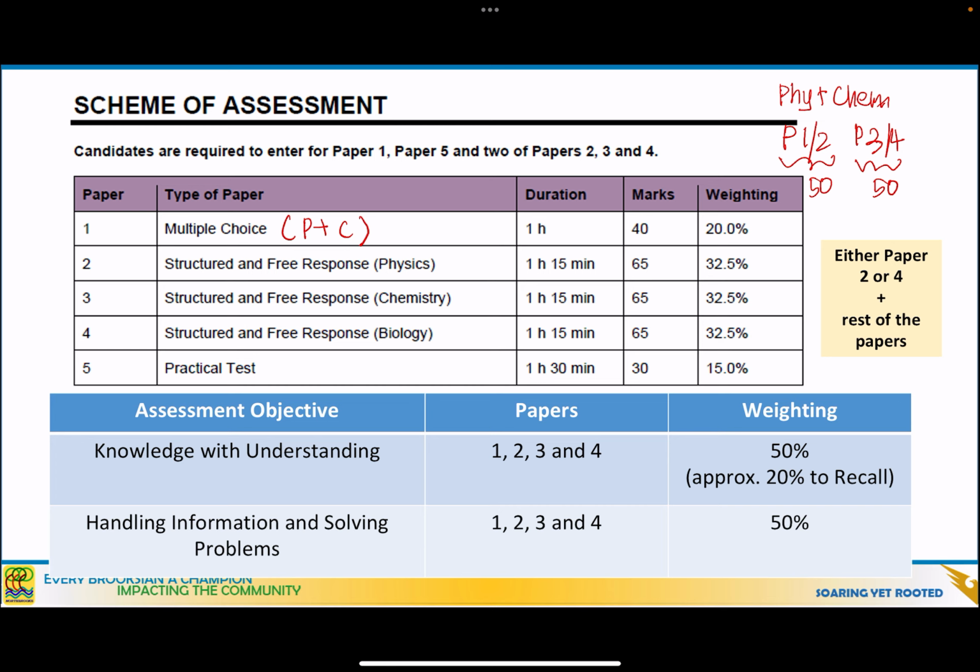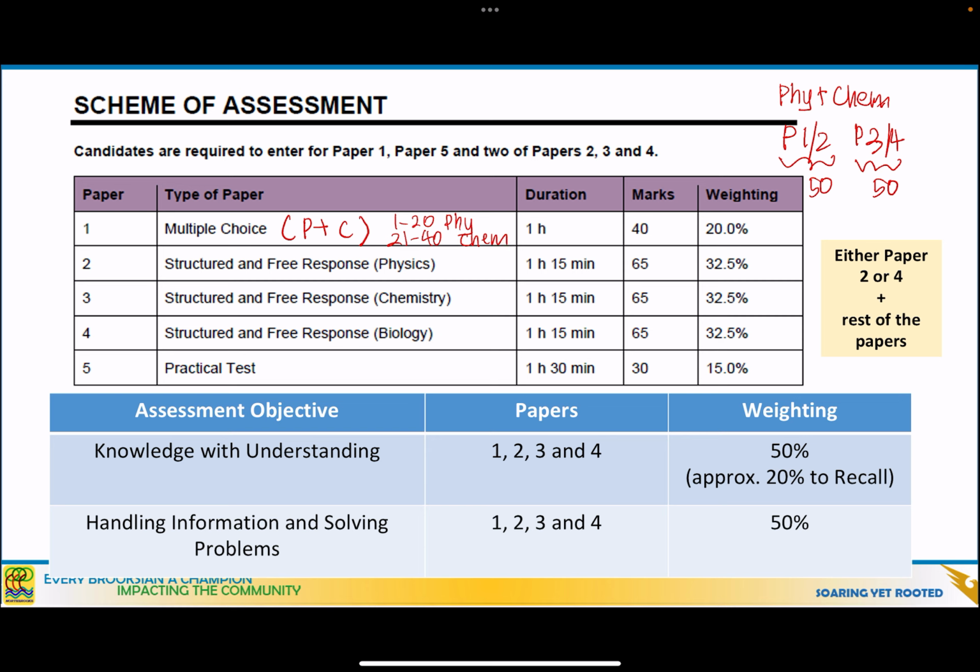So they mix and match. One physics, one chem, one physics, one chem. No. So if you are taking physics, chemistry combination, right? Question 1 to 20 will be physics. Question 21 to 40 will be chemistry. Are you okay? Then what if you are chem-bio combination?